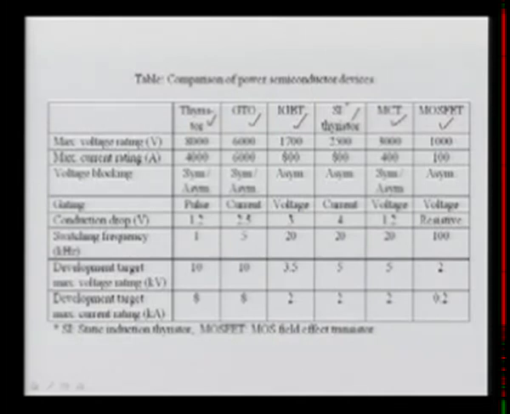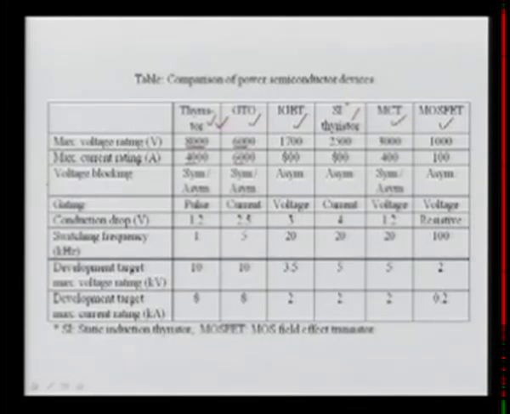Presently we have approximately 8 kV voltage rating and 4 kiloampere current rating for a single unit of thyristor, whereas GTOs have 6 kV and 6 kiloampere. IGBTs of course have 1.7 kV and 0.8 kiloampere current, and the others are also lesser than thyristors and GTOs.